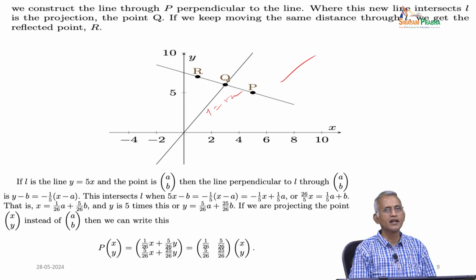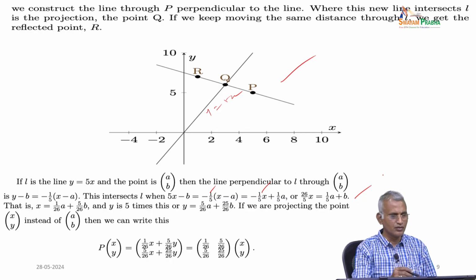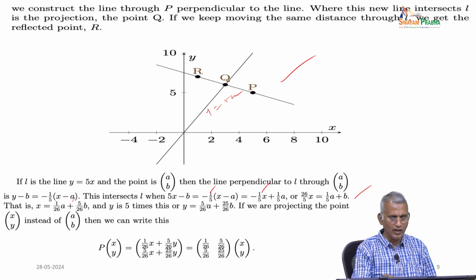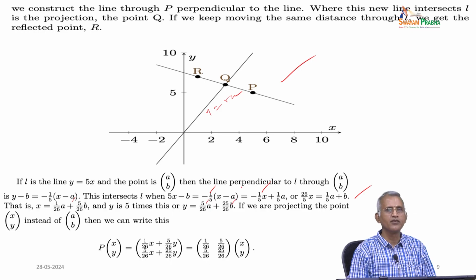So, this intersects L: 5x minus b equals minus 1/5 of (x minus a), and then simplify: minus 1/5 x plus 1/5 a. Further simplify, take the LCM, and then you get 26/5 x equal to 1/5 a plus b. So, x equals 1/26 a plus 5/26 b, and then y is 5 times this, or y equals 5/26 a plus 25/26 b.